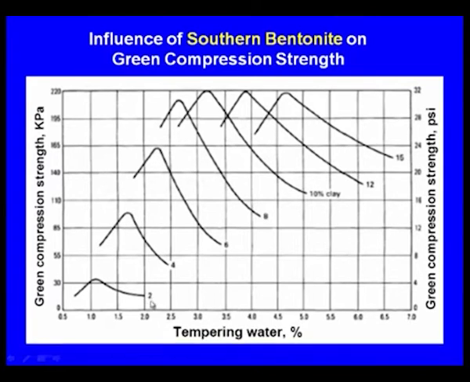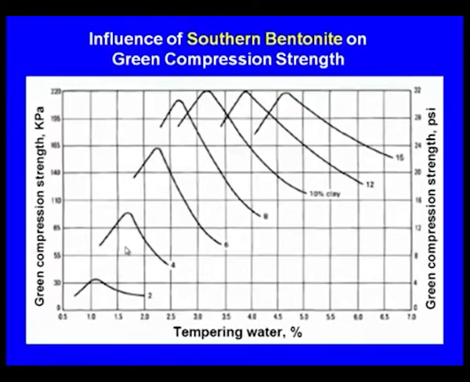These curves indicate the clay percentages. Here they have added 2% clay, here 4% clay, 5% clay, 12% clay, 15% clay and so on. In each case, with the increase in the moisture content, the green compression strength increases and then comes down. But when we consider all these curves, what we can learn is that a higher bentonite content gives a higher green compression strength. That is what we can learn from this graph.